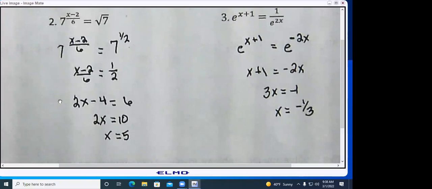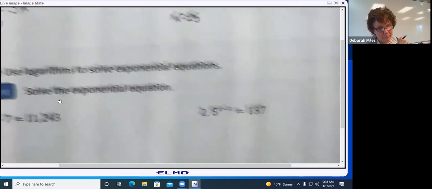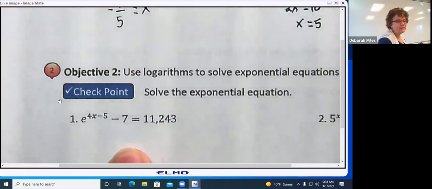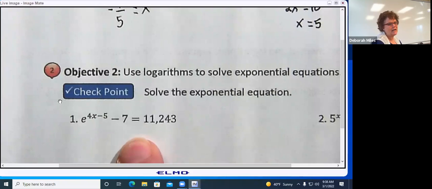It's a little bit harder when you cannot write both sides having the same base. So let's deal with that. This number one is still an exponential equation because you don't see a log in it anywhere. The first thing I would think is, can I write both sides having the same base? And I don't think so.